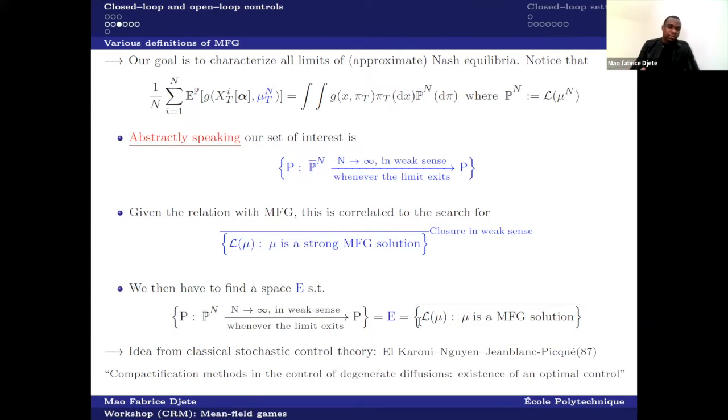I believe there is a lot of work about this type of thing, but a paper I find quite interesting is this: almost all you need to know about compactification methods can be found in the paper of El Karoui, Nguyen, and Jeanblanc. It's from 1987. It's an old paper, older than me, but it's very interesting.